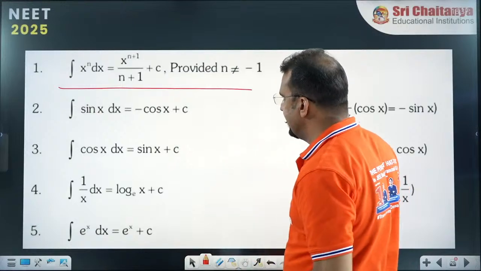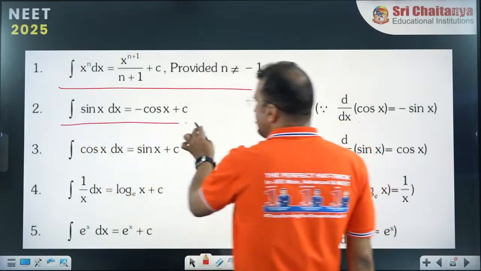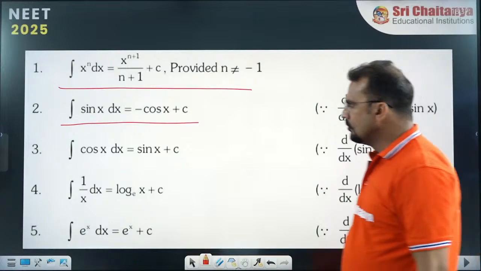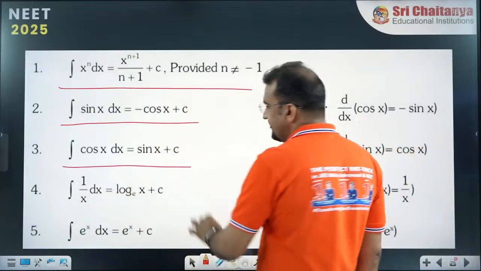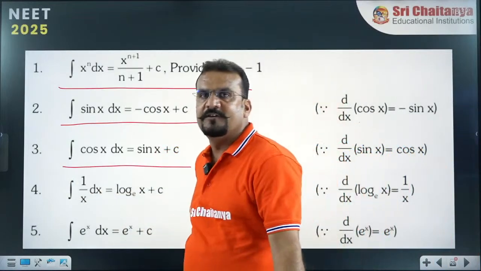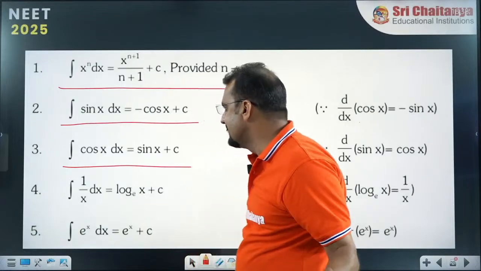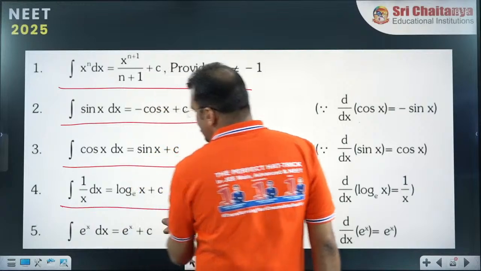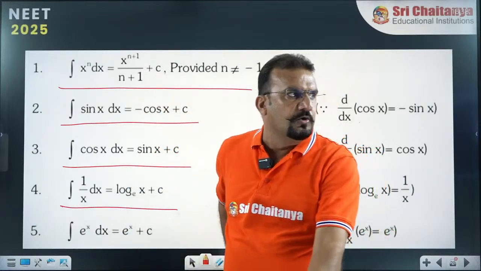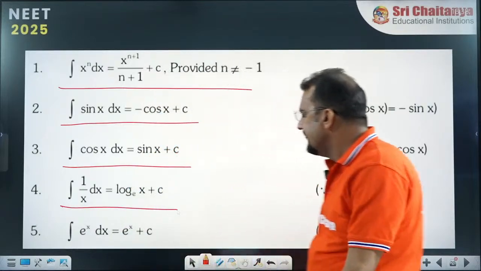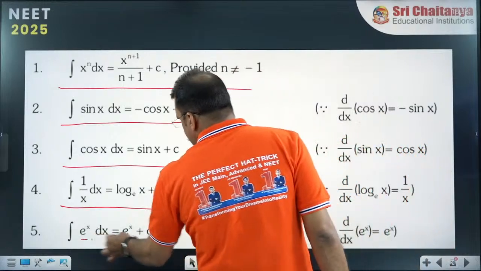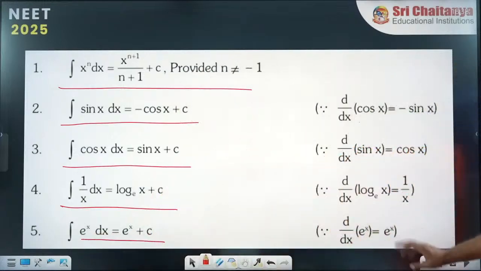This is x power n, sin x, revise that, minus cos x. Cos x is sin x plus c. See, 1 by x is very important. 1 by x is the most confusing part of the integration. What is that confusing part? Log x, because the x power n formula is not going to work on that part, and e power x is going to be e power x. So these are the basic formulas.